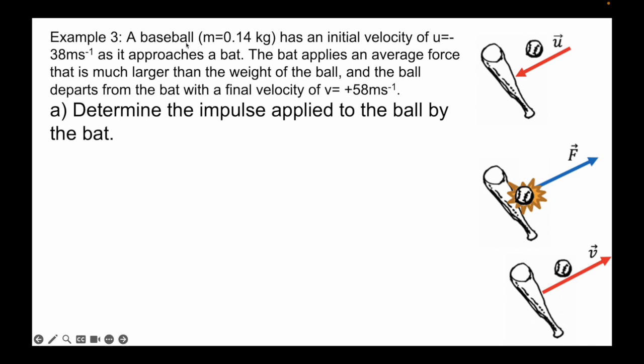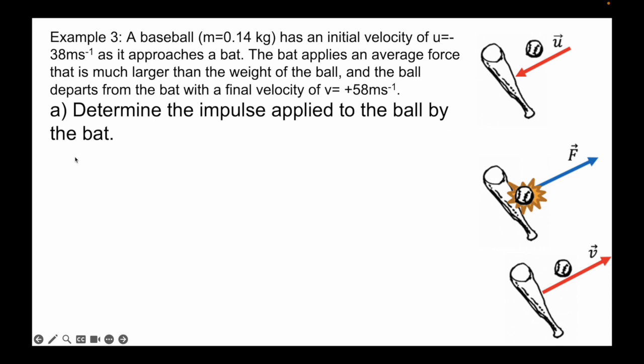This one is about a baseball with a certain mass to it, 0.14 kilograms, has an initial velocity of u equals, and I think there's a minus sign there, minus 38 meters per second. It must be going left. As it approaches a bat, I think it is. The bat applies an average force that's much larger than the weight of the ball. And the ball departs from the bat with a final velocity of positive 58 meters per second. Determine the impulse applied to the ball by the bat. This is kind of a fun question. Pause it. Come on back in a moment.